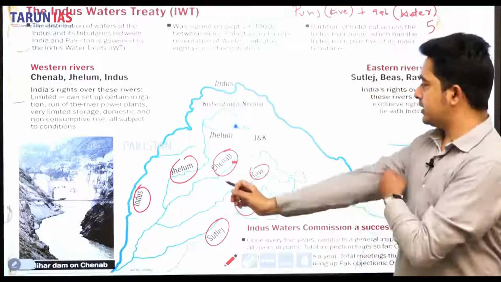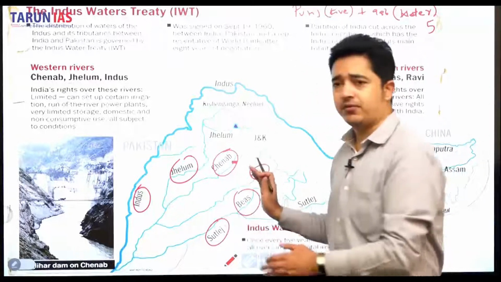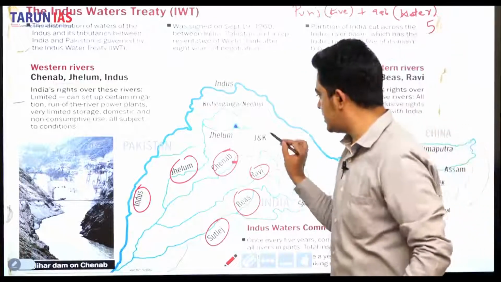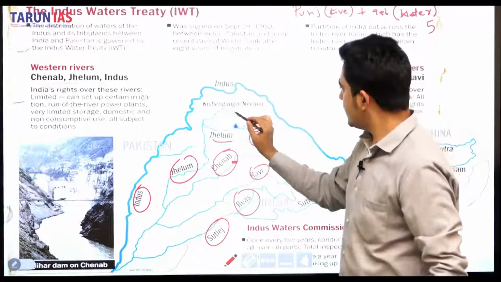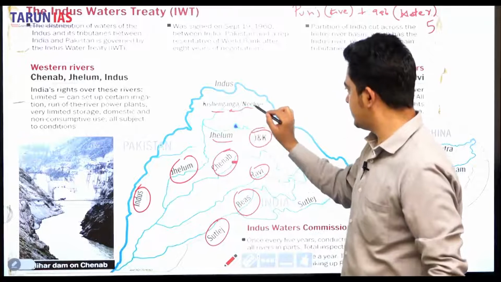They flow into the Indus River. If you look carefully at this map, here is J&K, Jammu and Kashmir, and here is the Jhelum. And Kishan Ganga and Neelam are moving here.